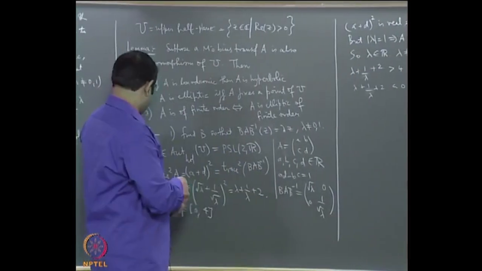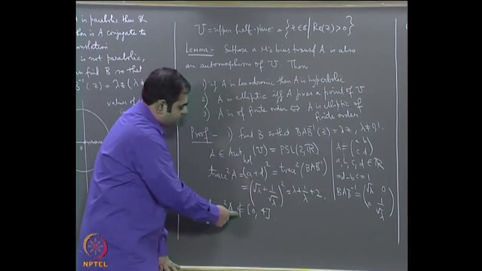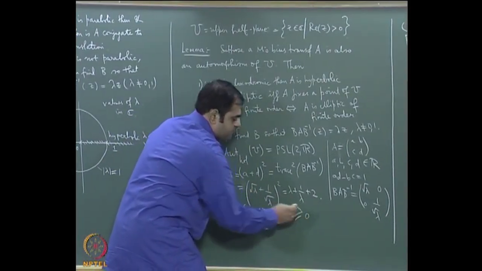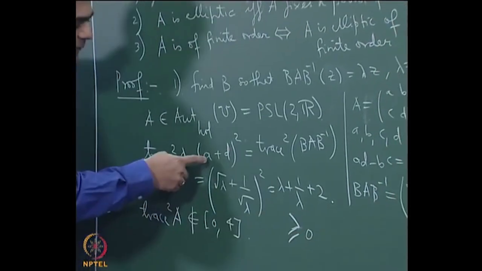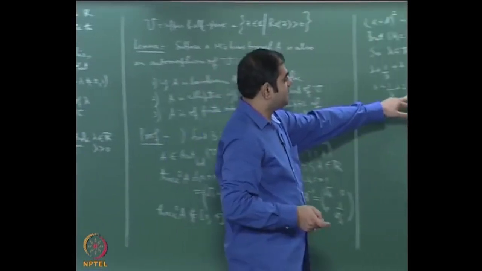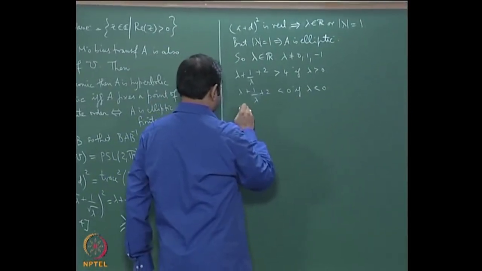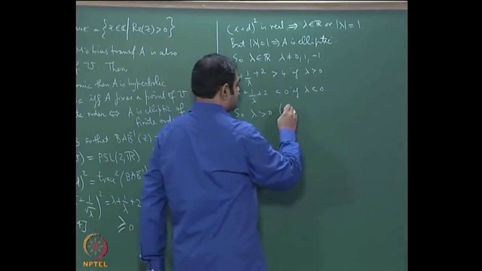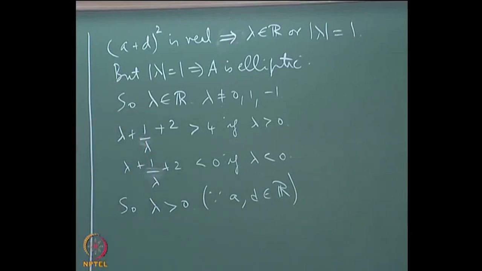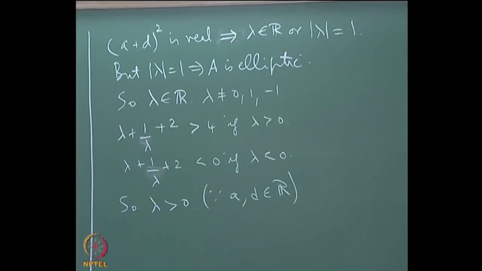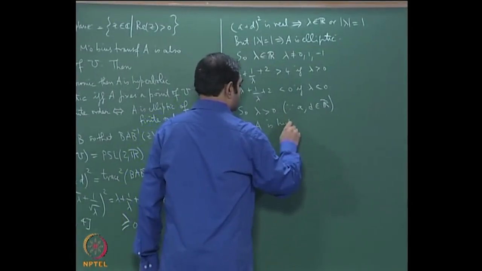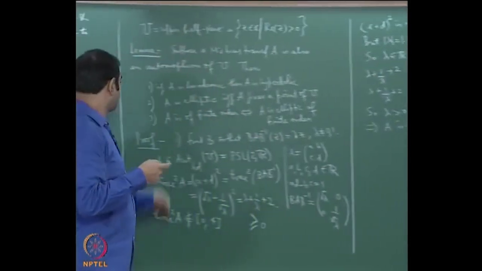What I have here is that lambda plus 1 by lambda plus 2 is greater than or equal to 0, because A and D are real numbers, so A plus D the whole squared is the square of a real number and therefore greater than or equal to 0. So the only possibility is that lambda is positive, since A and D are real. So lambda is real and positive, and by this characterization A has to be hyperbolic. So that finishes off the proof of the first claim.